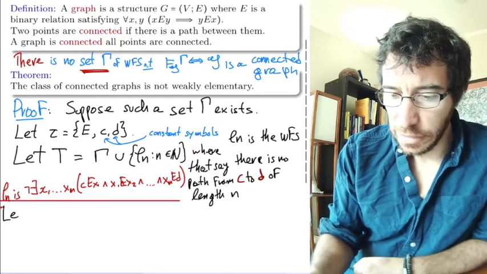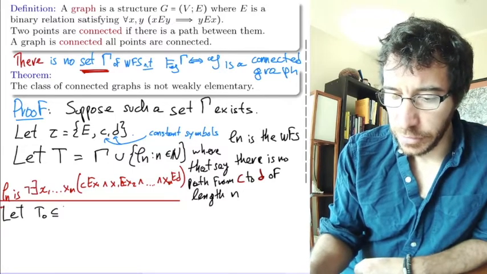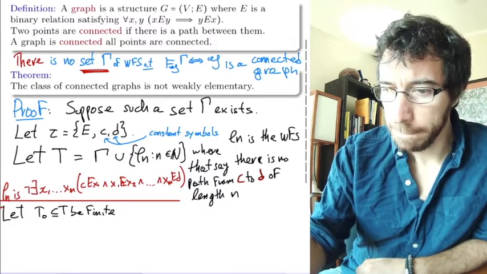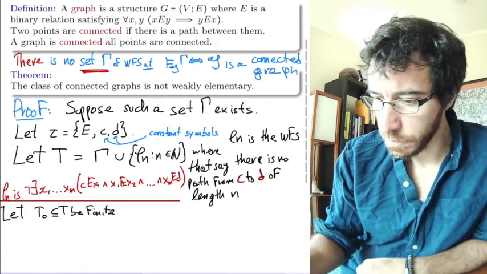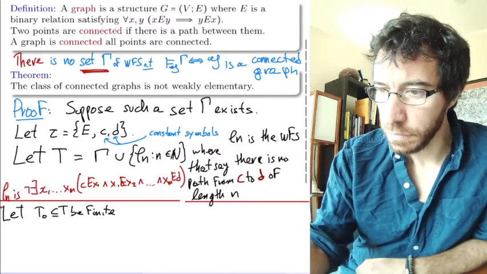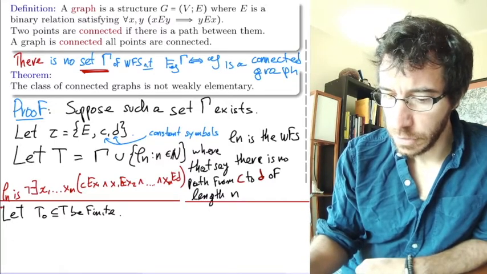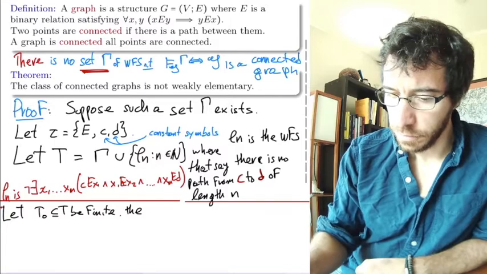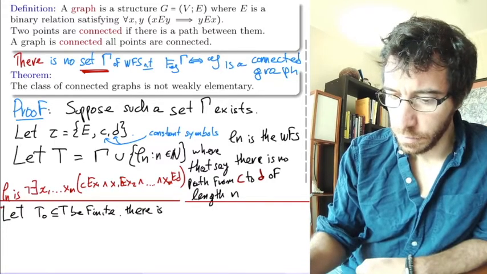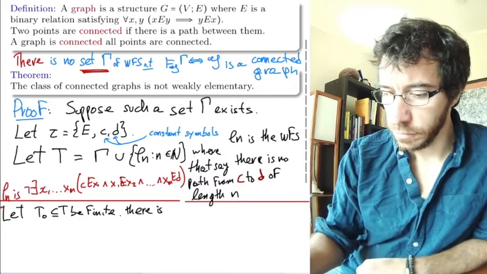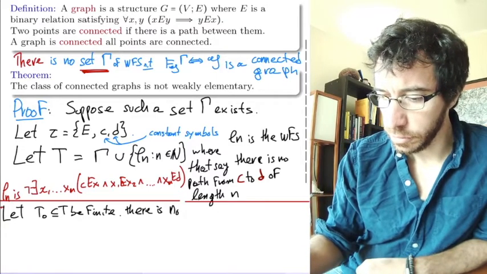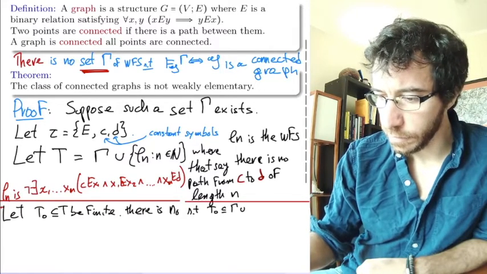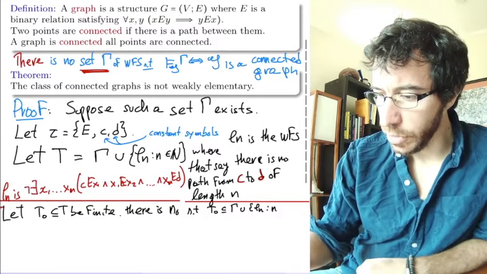And so that means we let T0 be finite. So that means there is, let's call it n0, such that T0 is a subset of gamma union phi sub n for n below n0.